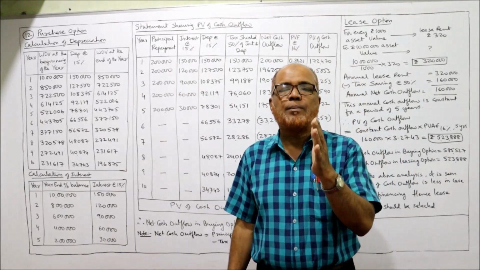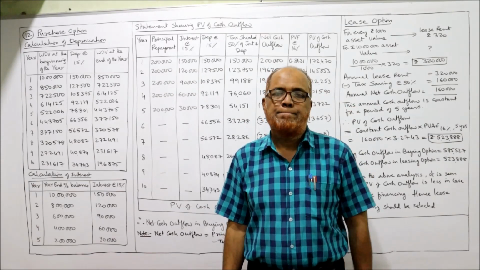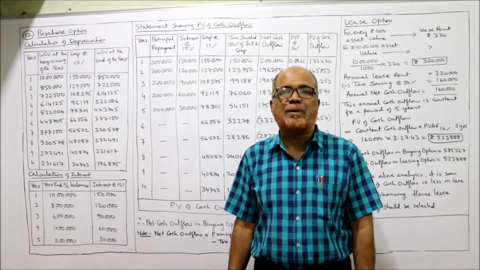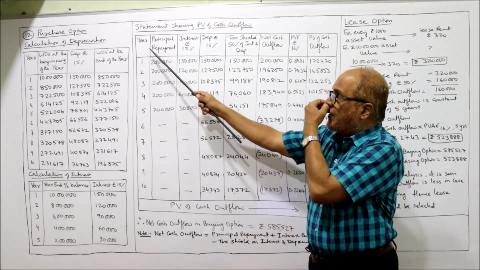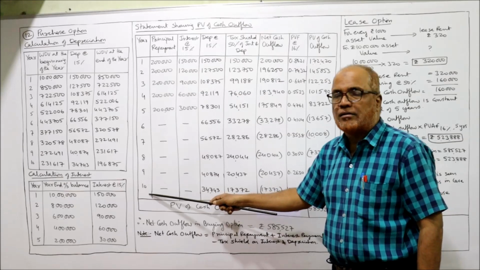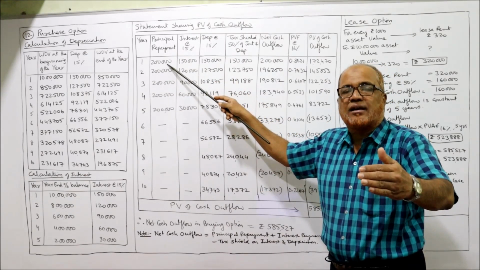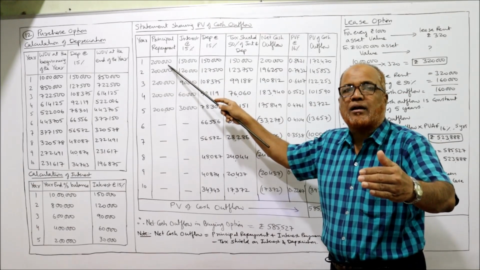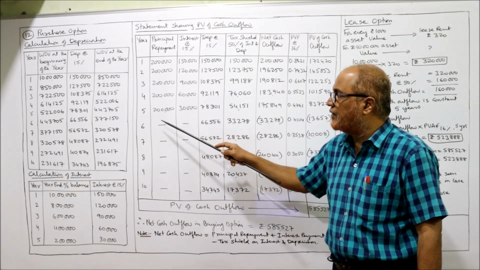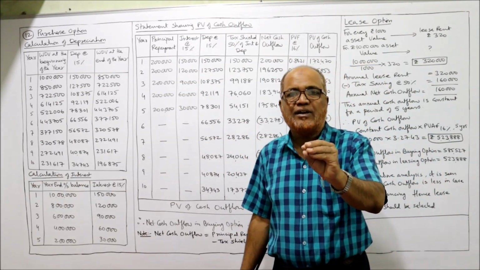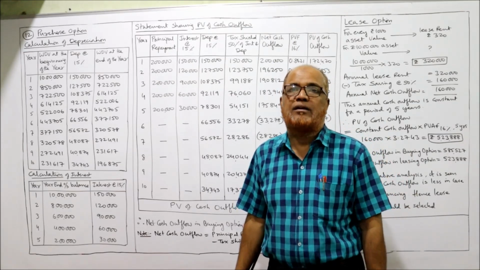Now we calculate the PV of cash outflow during the 10-year period. During the 10-year period, how much is the present value of cash outflows? See here, year 1, 2, 3, 4, 5, 6 up to 10. First 5 years, at the end of the first year we are repaying 2 lakh rupees to the bank. Second year end 2 lakh, third year end 2 lakh, fourth year end 2 lakh, fifth year end 2 lakh. The first 5 years we are paying every year 2 lakh rupees loan repayment.